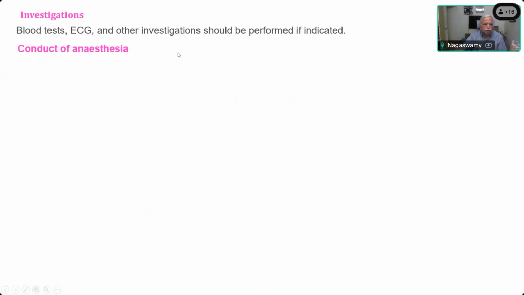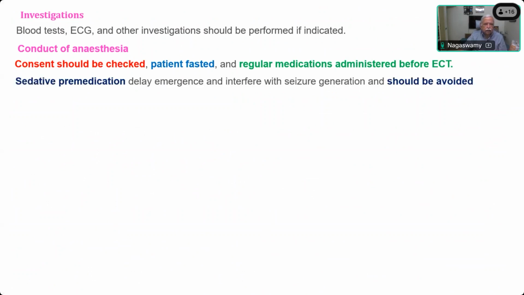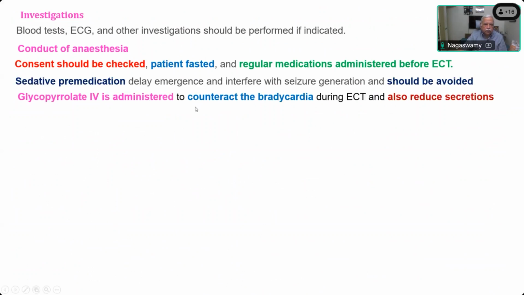Then coming to the conduct of anesthesia, consent should be checked. Patient should be adequately fasted. So during the preoperative, pre-anesthetic time itself, you advise about the fasting because this is an elective procedure. And whatever regular medications the patient has been taking should be advised to continue, except the tricyclic antidepressants or MAO inhibitors, which can be stopped 10 days prior to that. And sedative medication is usually avoided because it can reduce the seizure activity. And glycopyrrolate is administered to counteract.